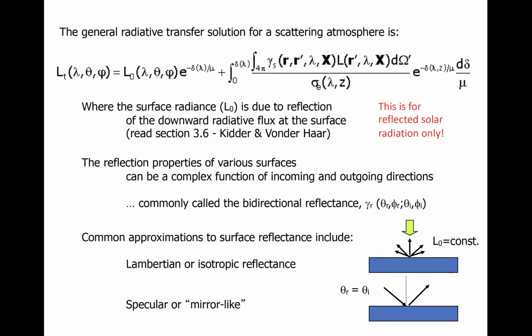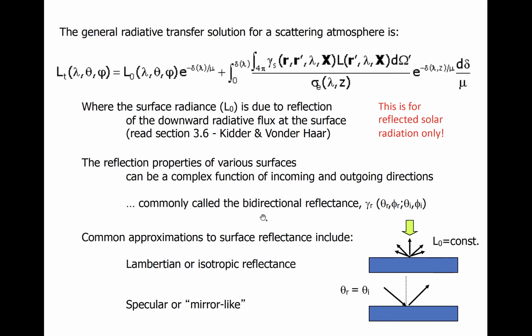Recall the general equation for radiative transfer in a scattering atmosphere. This would apply primarily to all but channel 4, for which we would have to consider absorption and scattering. L0 in the equation was the surface radiance directed upward and caused by reflection of radiation at the surface. However, how radiation is reflected off the surface is dependent upon many properties of the surface and the angle at which radiation is incident upon the surface.